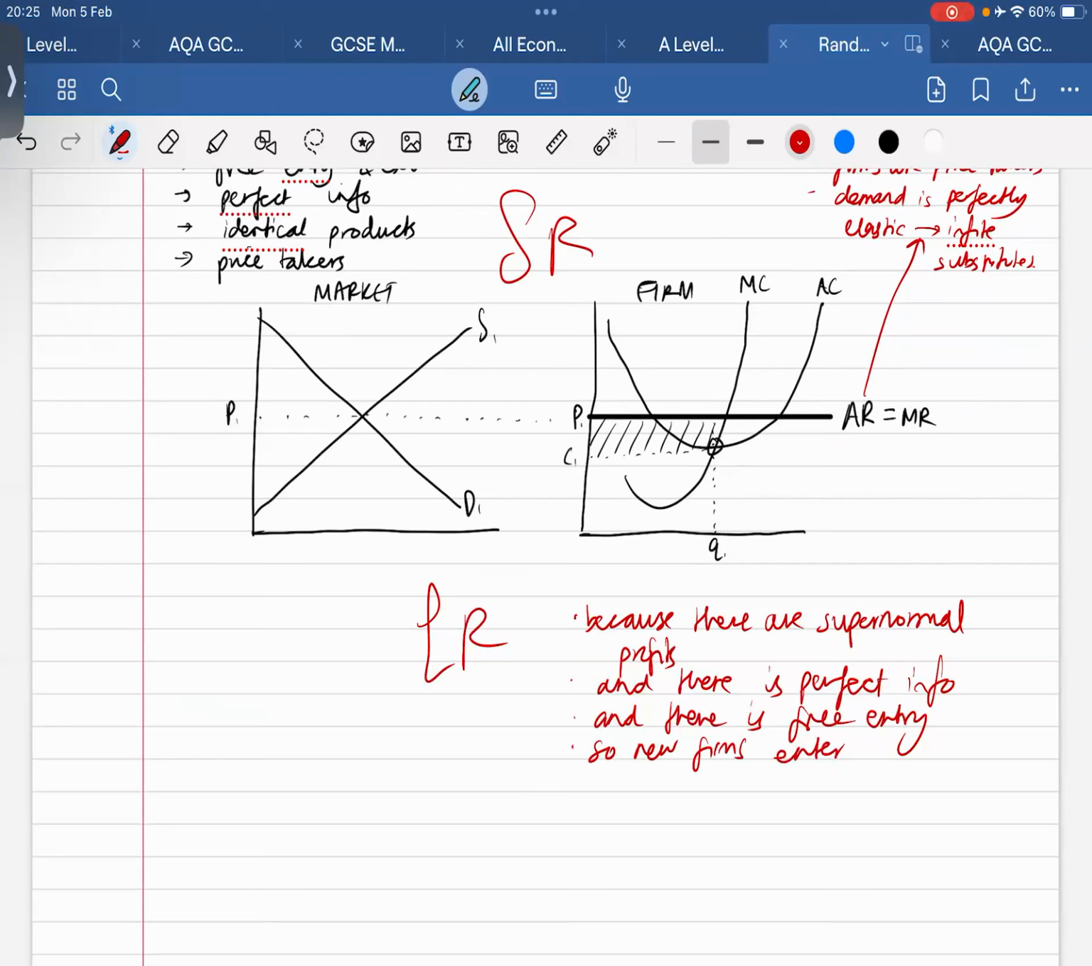So then the supply curve shifts to the right. So the price that everyone has to accept decreases, and each firm's individual demand curve also decreases. Does that make sense? Okay, so then that's the new price.